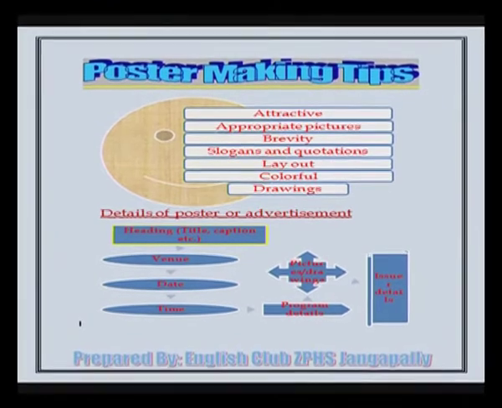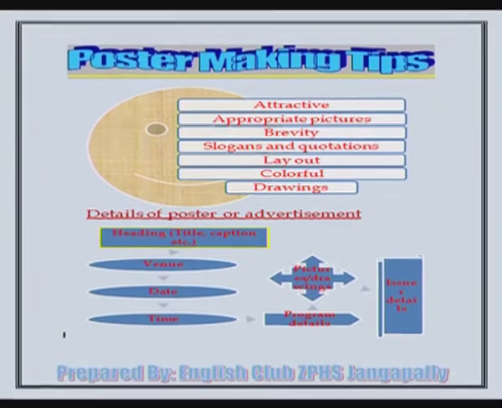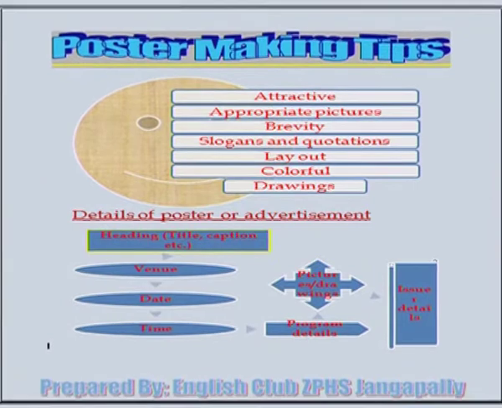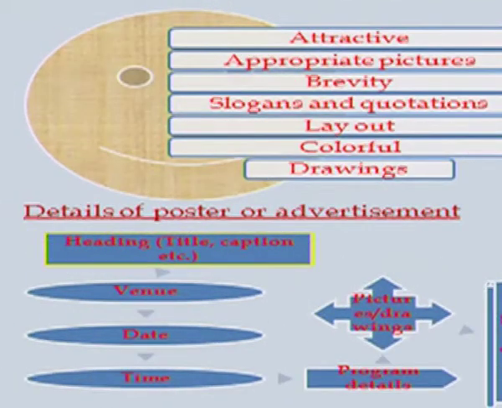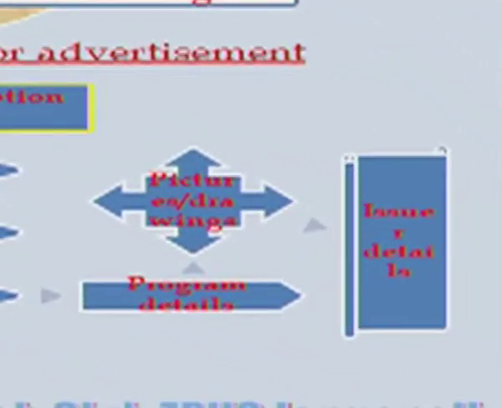Children, observe the following posters while watching. Observe carefully the features of poster making. So, this is the poster made on poster making tips. It consists of attractiveness, appropriate pictures, brevity, slogans, quotations, layout, colorful drawings. Details of a poster are advertisement, heading, title, caption, etc., venue, date, time, pictures, diagrams, program details, issuer details.